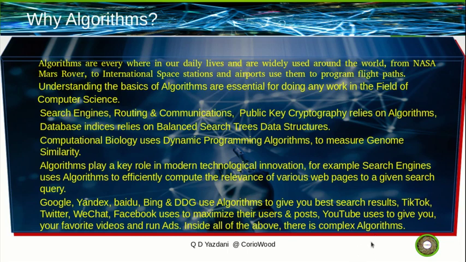So algorithms are everywhere nowadays. You see them more and more in computer science and on different websites. This is just a few websites that use algorithms, and we're going to see what algorithms are, going step by step, and learn about hashing algorithms, public key cryptography, dynamic programming algorithms, and the genome, and we're going to see the different ones.